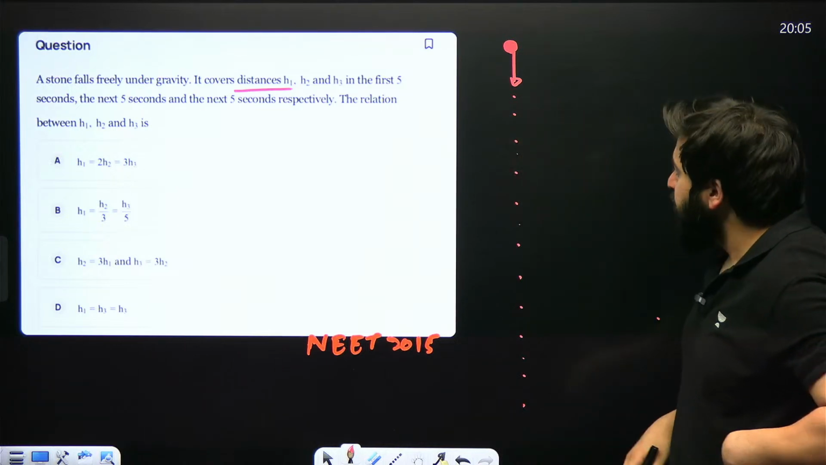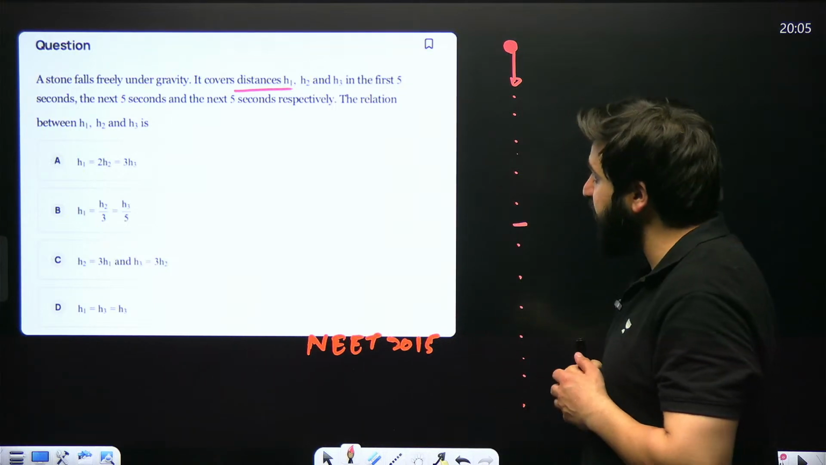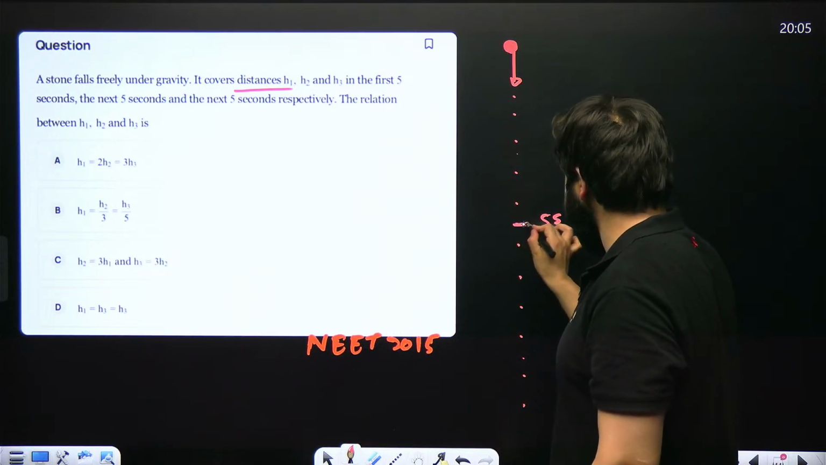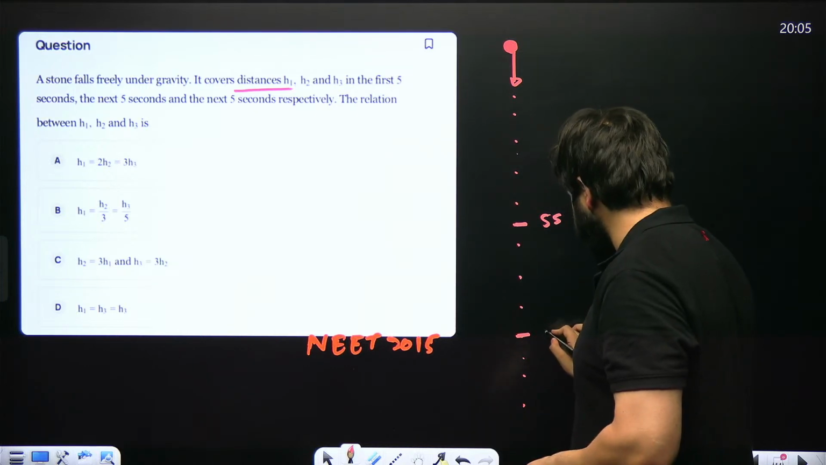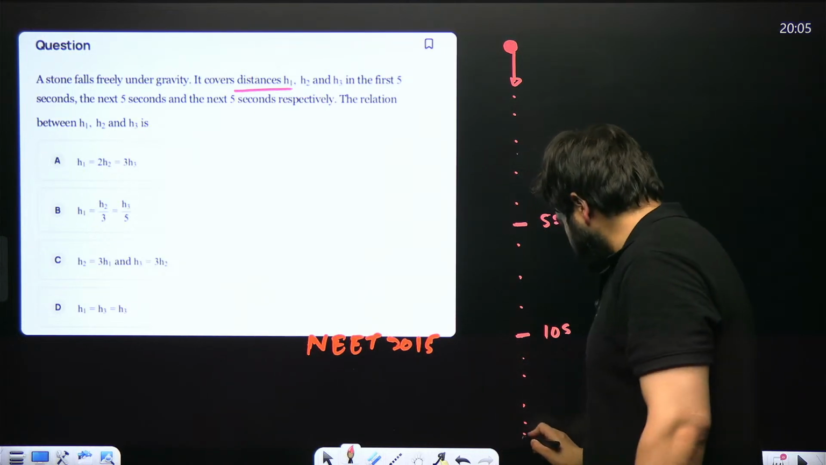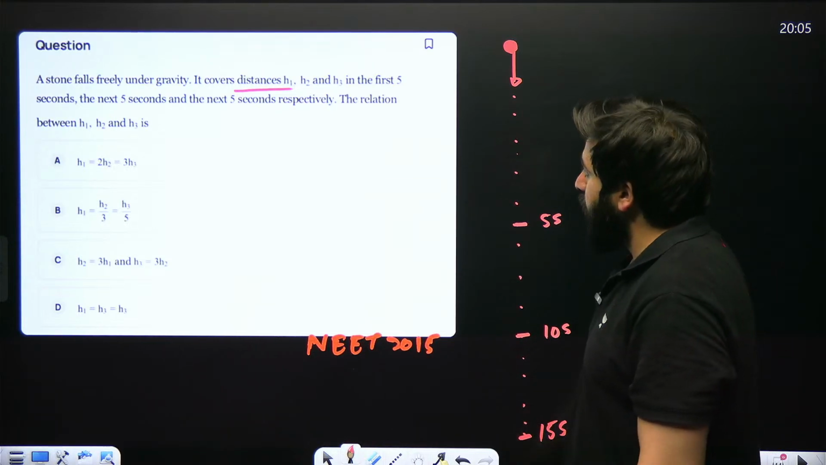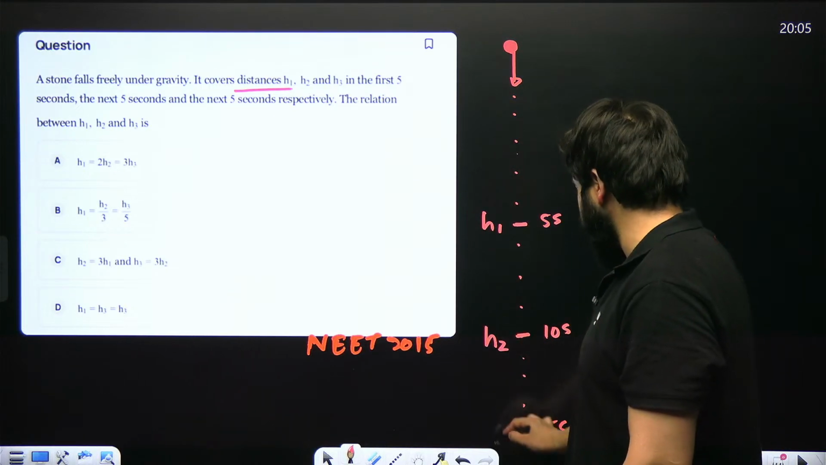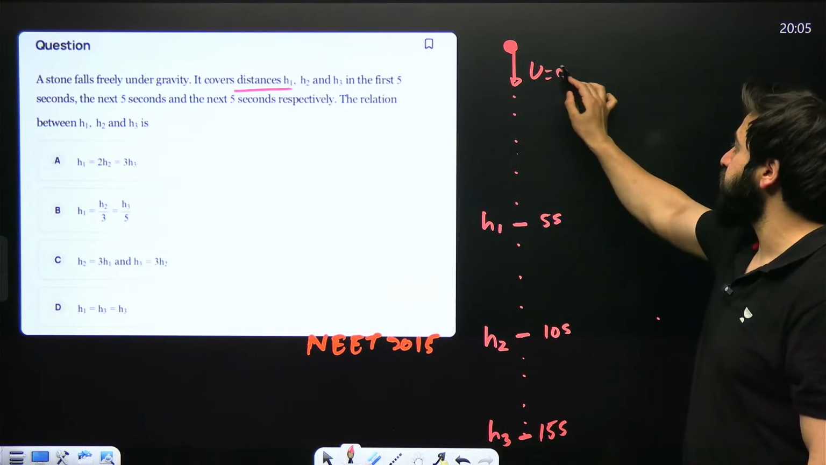Okay. My dear friends, let's suppose in the first 5 seconds, listen to me very carefully, it has reached over here. And in the next 5 seconds, that means this is the 10th second, it has reached over here. And in the next 5 seconds, means 15 seconds, it has reached over here. It says that in the first 5 seconds the height is h1, then it has covered h2, and then it has covered h3. Okay, initial velocity is 0 over here.